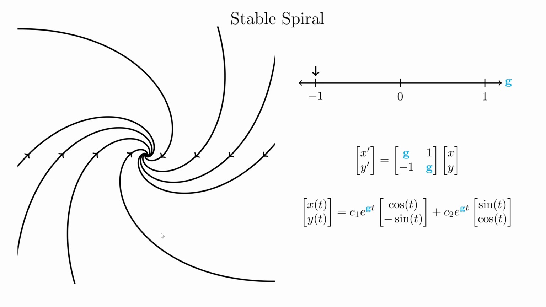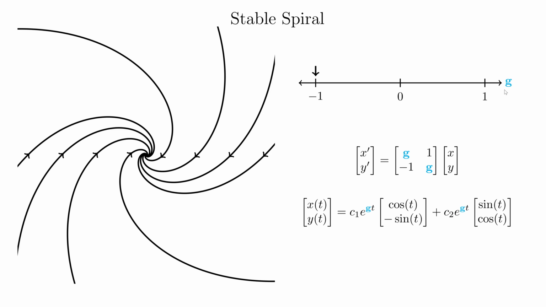So here we're starting off with the same stable spiral we started with in the previous animation, but now, instead of the Poincare diagram, on the right I've got the matrix and the solution, and also the parameter that's changing over time that's going to alter the phase portrait. So in this one we have the stable spiral.